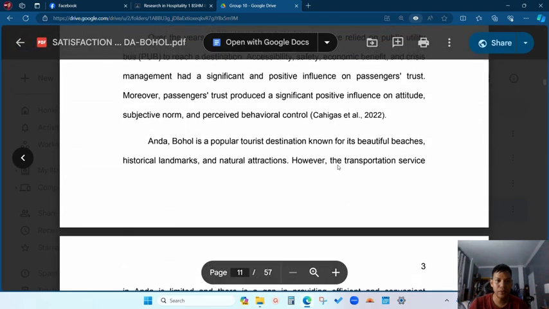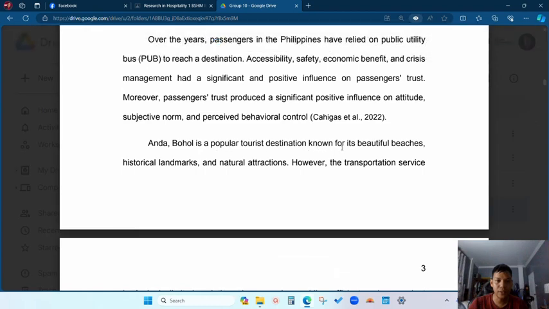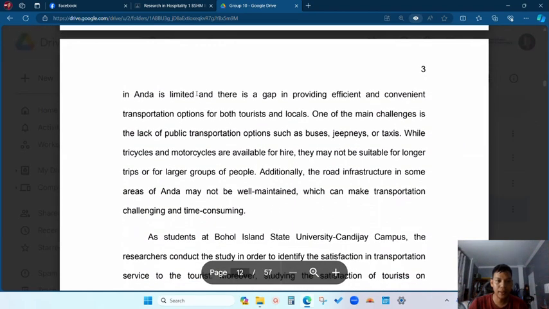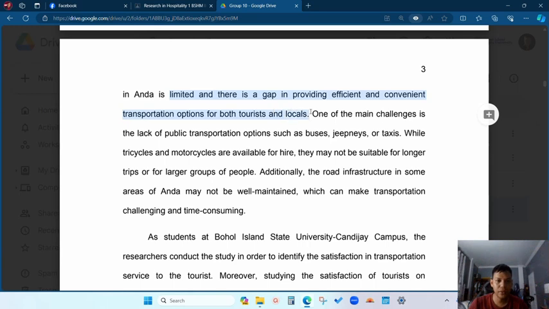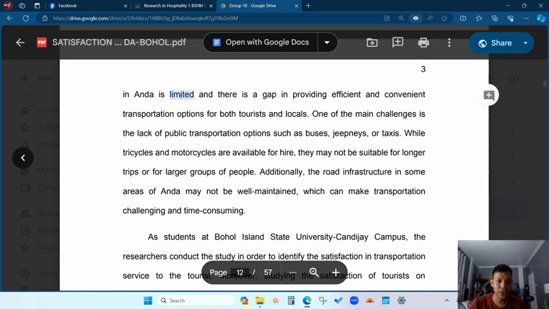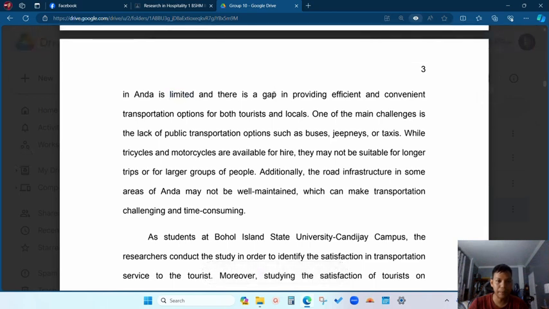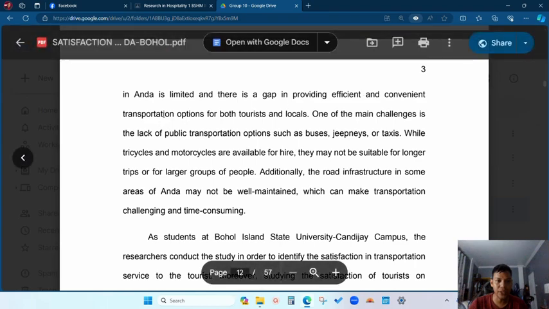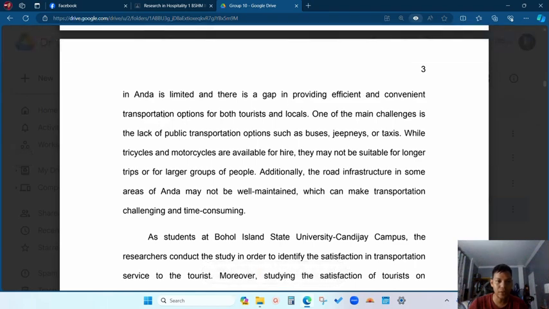And then we can also read here, Anda, Bohol is a popular tourist destination, and so on and so forth. And we see that there is a gap mentioned in this part. In Anda, there is a limitation and a gap in providing efficient and convenient transportation options for both tourists and locals. So you observe here that the author of this research paper discusses the issues, the limitation and the gap in providing efficient and convenient transportation. So this is their justification why they want to conduct the study. There are certain issues that they observed.